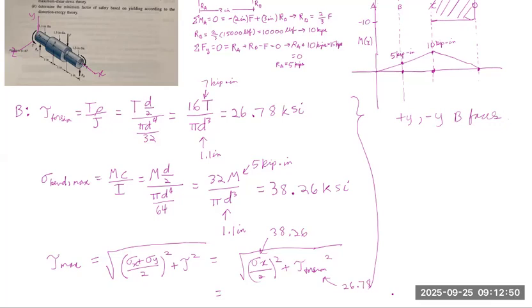So we have 38.26 divided by 2 squared plus 26.78 squared. And we take the square root of that. And we get that it is equal to 32.9 KSI.